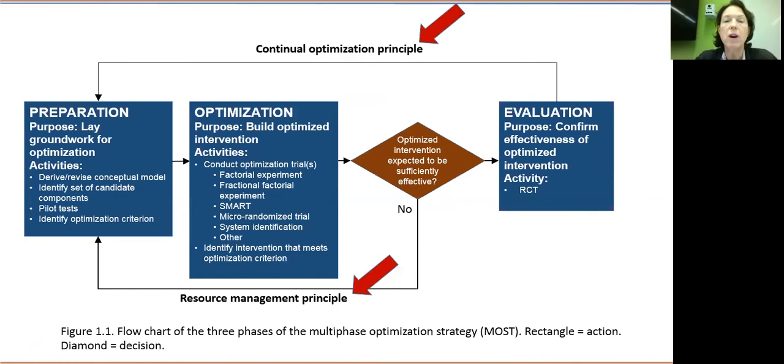And how do you select the approach to an optimization trial? Well, it's a little bit outside what we can talk about today, but essentially it's going to be determined by what's the most efficient, so what best follows the resource management principle, and what answers the research questions you're asking for a particular type of intervention. So if it's a fixed intervention, and by fixed, I mean everybody gets the same components at the same dosage levels, and most interventions today are still like that, the traditional fixed intervention, it's probably going to be a factorial or fractional factorial experiment.